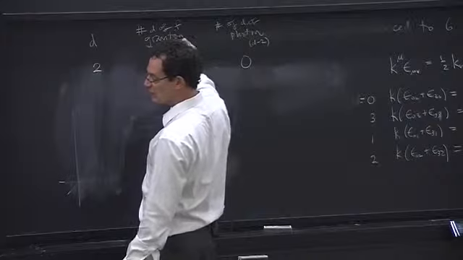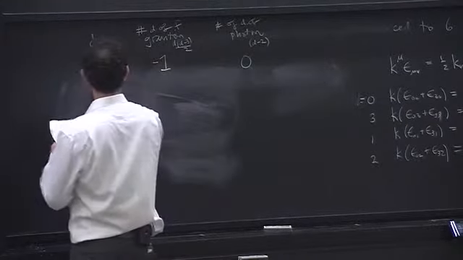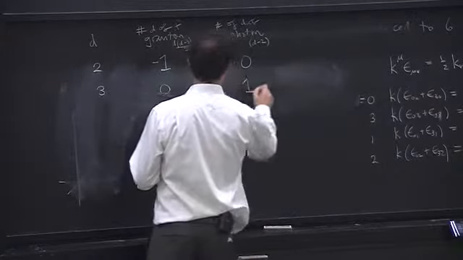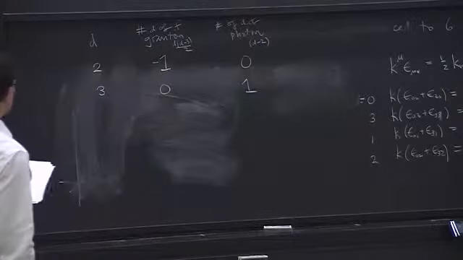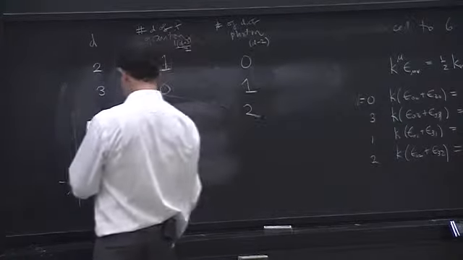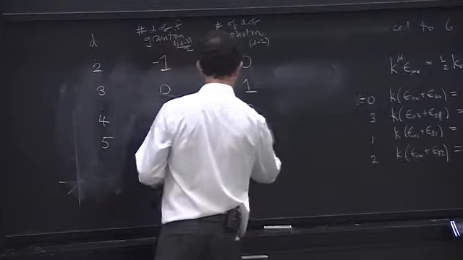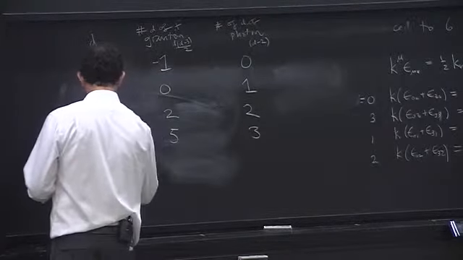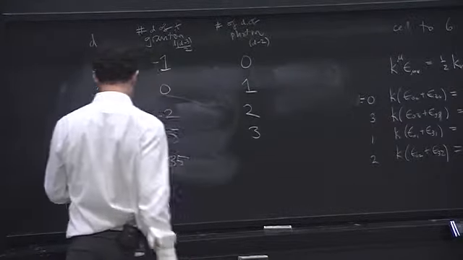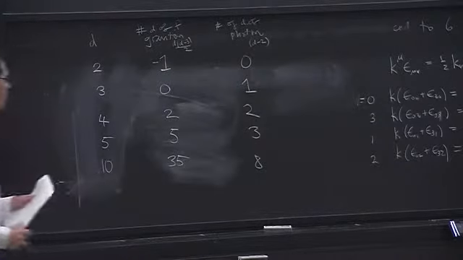This one is D(D-3)/2. In 3 dimensions, you have no gravitons. You have 1 photon polarization in 3 dimensions. In 4, we have 2 and 2. In 5, we have 5 and 3. And in 10 dimensions, which some people like, there are no fewer than 35 gravitons and 8 photon polarizations.